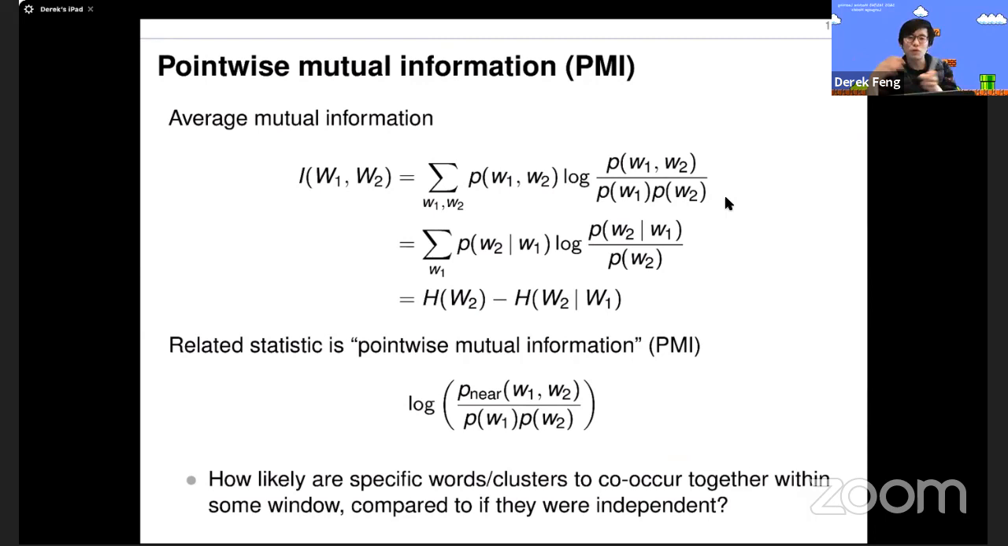So what you'll see in your homework is that you can use this as a way of getting at these co-occurrences in your data set as well. So we'll look at this in a little bit.